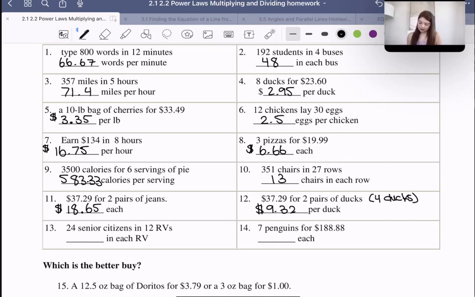Okay, 24 senior citizens in 12 RVs. How many in each RV? Well, that's going to be 2 seniors in each RV if we do 24 divided by 12. Okay. Then we have 7 penguins for $188.88. So we divide that by 7, and we're going to get $26.98 each. $26.98 for 1 penguin.